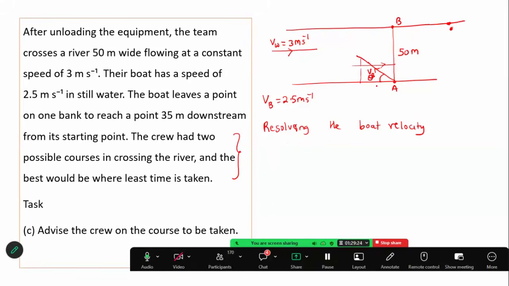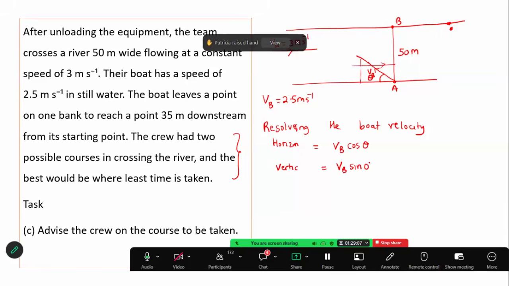When you resolve it horizontally, you are going to have VB cos theta. Then what about vertically? The velocity for the boat is going to be VB sine theta. Those are the two possible ways. Vertically is when you are going directly like this, when you have resolved it like this. Horizontally is when you are facing this side.